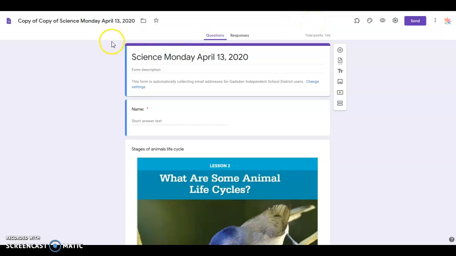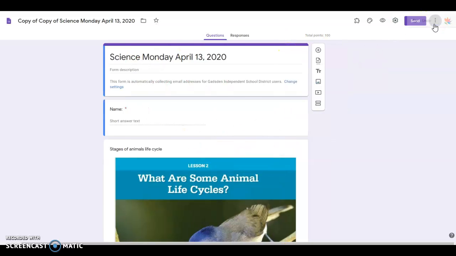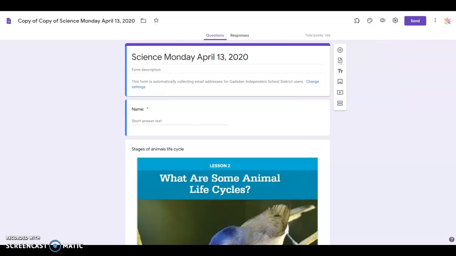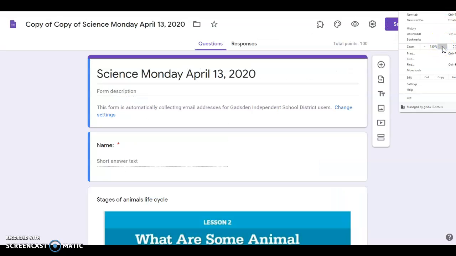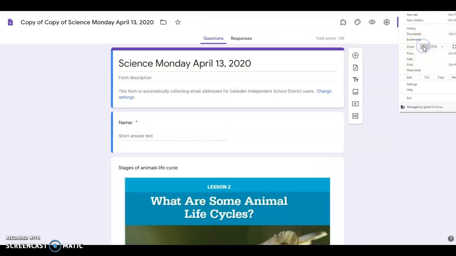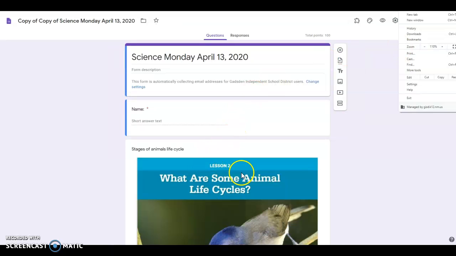Today we're going to be working on science, and I'm going to explain to you how to go through the Google form page, okay? Some of you have been telling me that the letters are too small. All you have to do is click on the top three dots on the right side of your screen, and you can just zoom in from there. You can make it bigger so you can see the letters, okay?